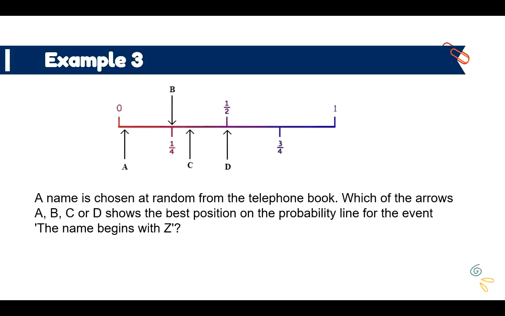A name is chosen at random from a telephone book. Which of the arrows A, B, C, or D shows the best position on the probability line for the event the name begins with C? Diba, pag nagpapangalan tayo, or yung mga magulang natin, very unusual yung letter Z. Bibihira ang magkaroon ng pangalan na nagsastart sa letter Z. So, kung titingnan natin itong diagram or itong probability line na to, class, the best answer would be letter A because it is unlikely to occur.